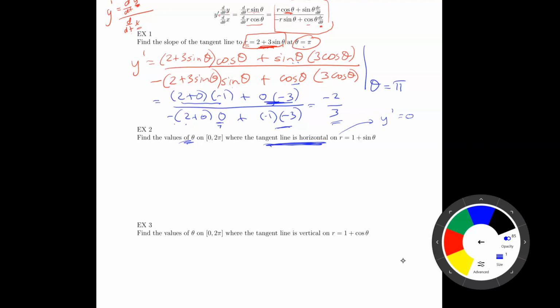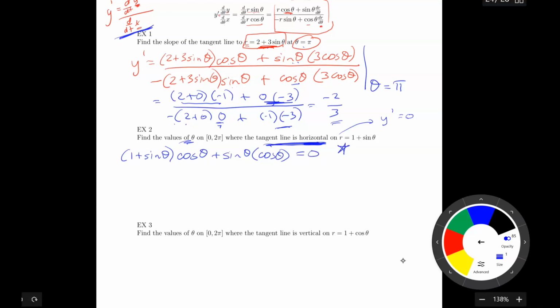This used to be a problem in T-land. Sometimes in T's you had to cancel, but in here you will never have a common factor. So if I want to find where the tangent line is horizontal, that is just the same as making the numerator equal to 0. So I'm going to have 1 plus sine of theta times cosine of theta plus sine of theta times the derivative, which is a cosine of theta. So I'm setting that equal to 0.